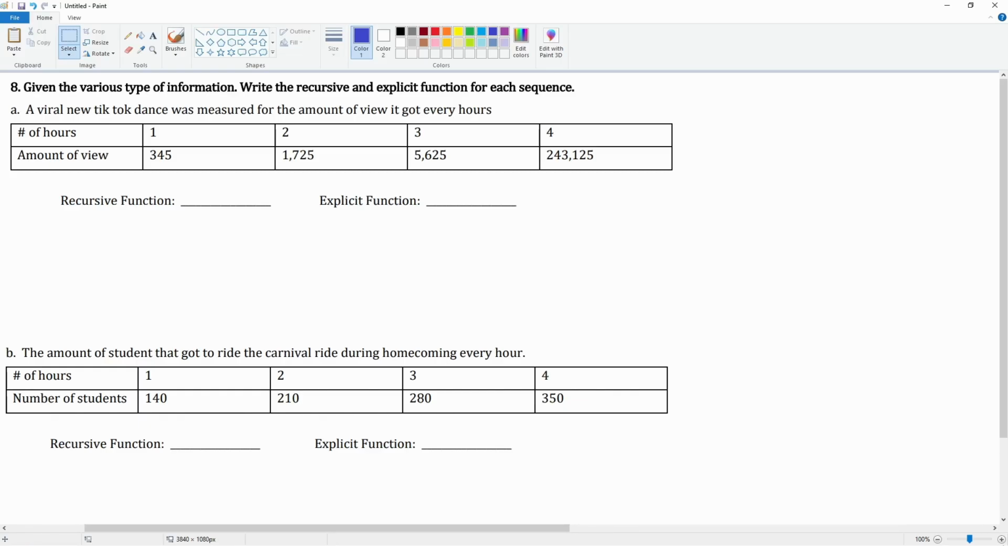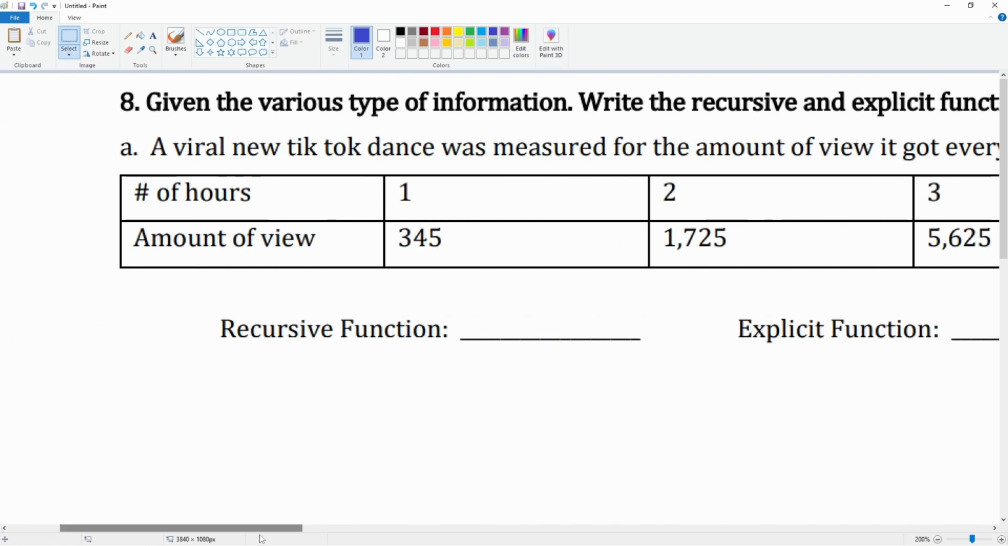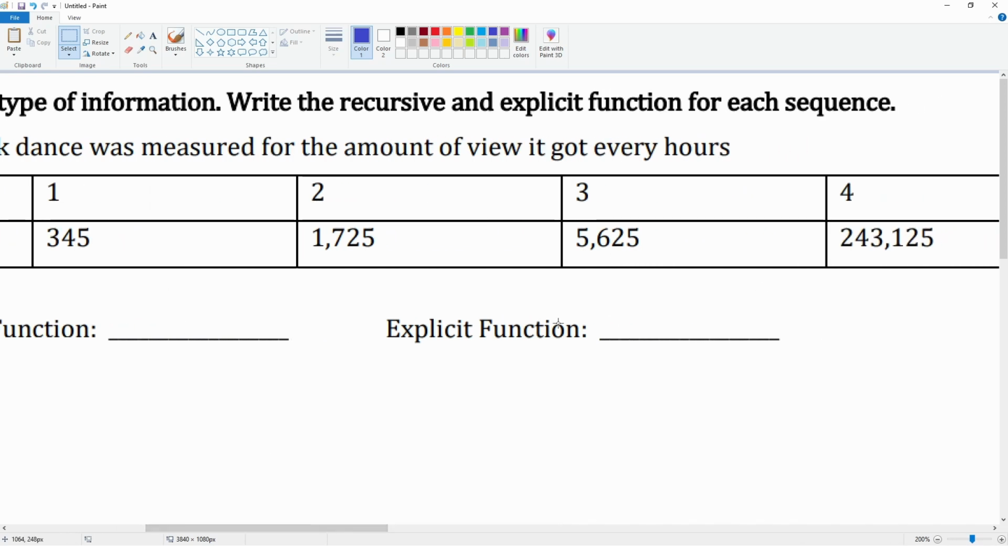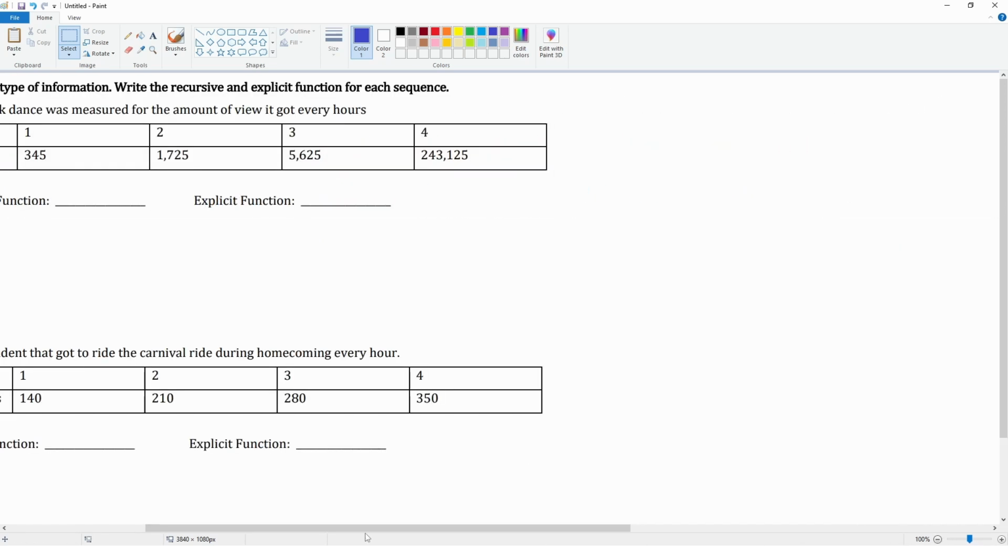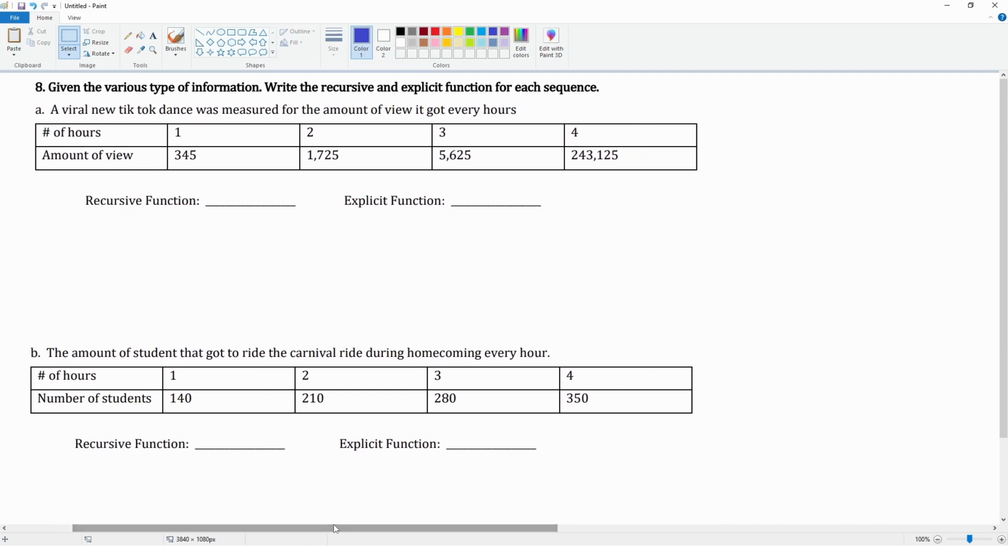We're looking at number 8 here. Given the various information, we're going to write both the recursive and explicit. So let's take a look at the first one. What we're going to do is probably check for the common ratio first for 8.